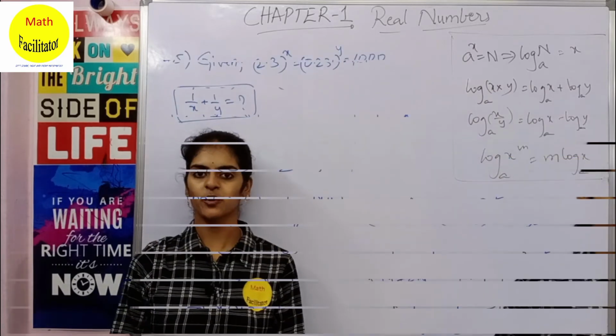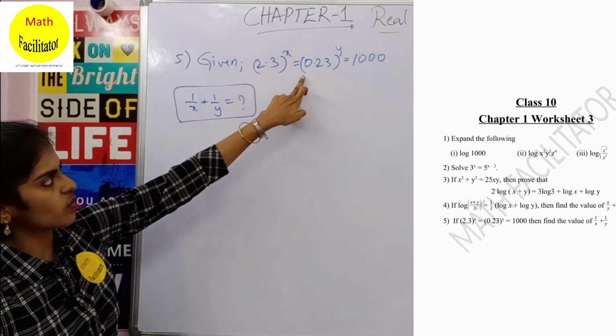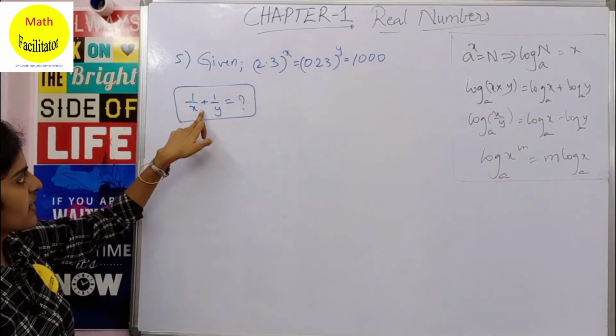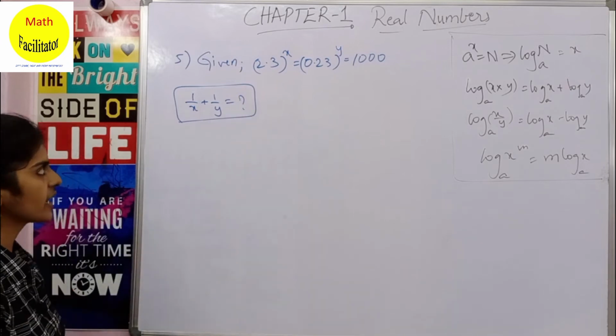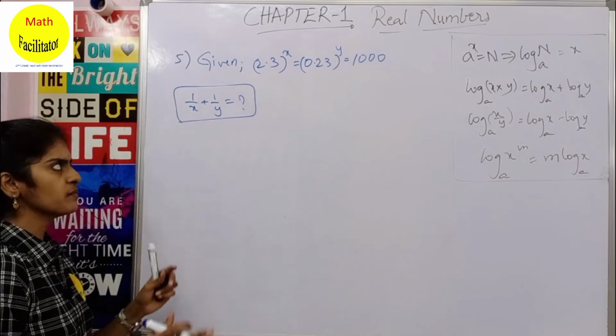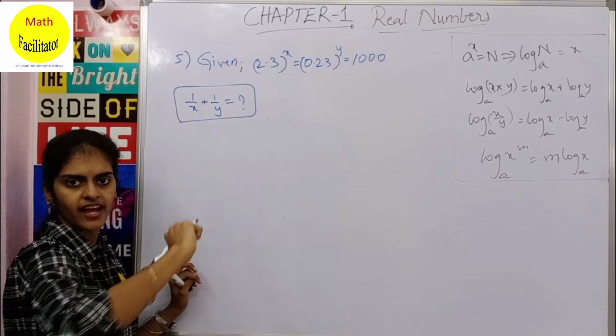Moving on to the next question, it is given that 2.3^x equal to 0.23^y equal to 1000, and you have to find 1/x + 1/y is how much. Okay, so first let us take 2.3^x and 1000. Okay, because if you take these two values together, both have some unknown values, x and y.